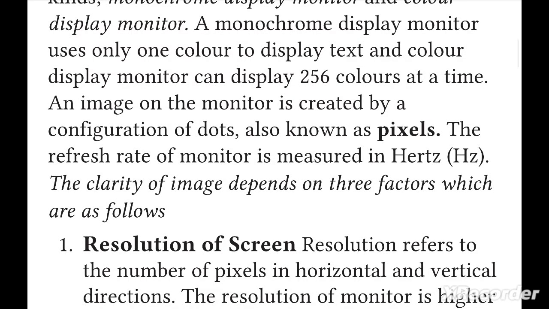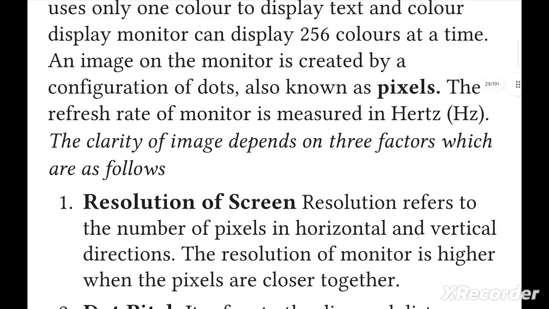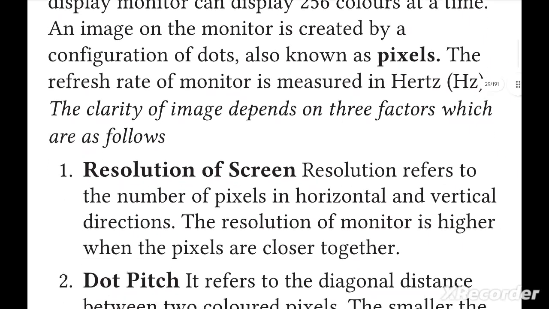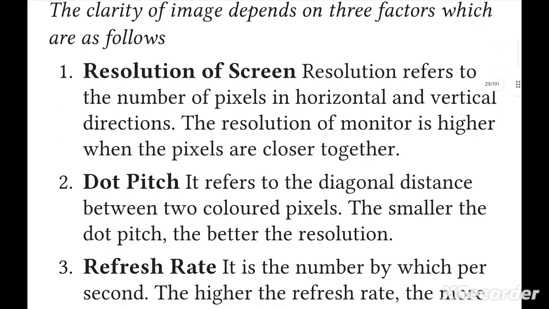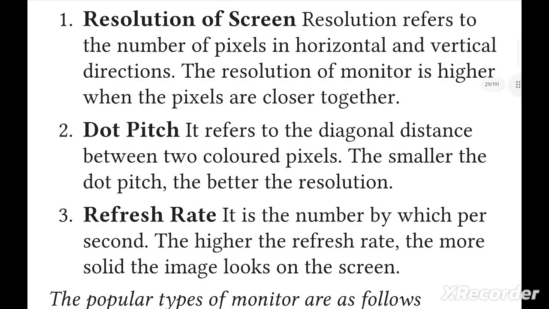The refresh rate of a monitor is measured in hertz. The clarity of image depends on three factors, which are as follows. First, resolution of a screen. Resolution refers to the number of pixels in horizontal and vertical directions. The resolution of a monitor is higher when the pixels are closer together. Second, dot pitch. It refers to the diagonal distance between two colored pixels. The smaller the dot pitch, the better the resolution.